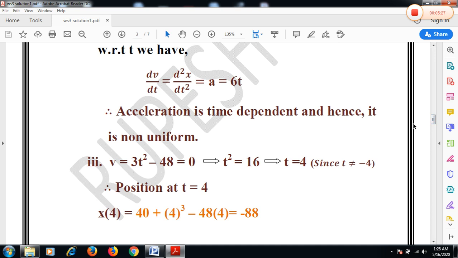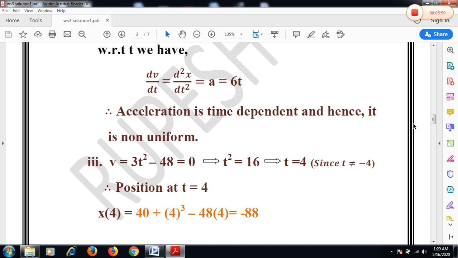Final part, we need to find out the position of the particular object at the time at which the velocity becomes 0. So we need to first find out the time at which the velocity becomes 0, right? So we are having 3t square minus 48 equals to 0, which results as t equals to 4, discarding t equals to minus 4. We have discarded this negative value of time, okay?